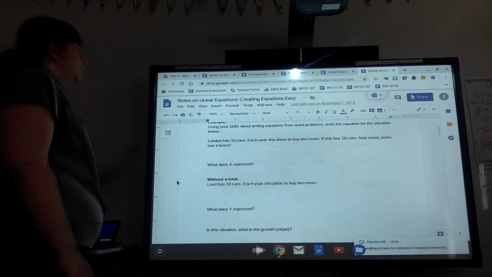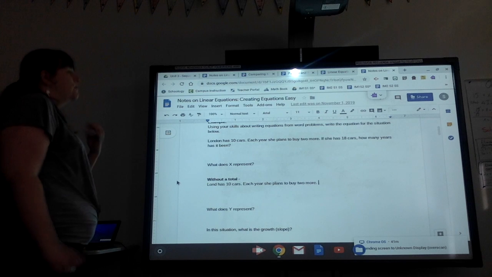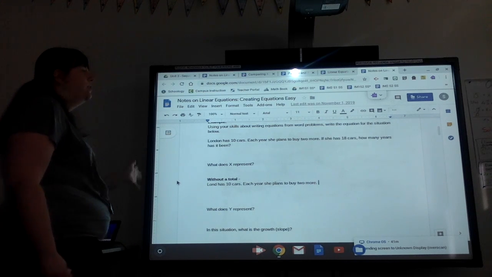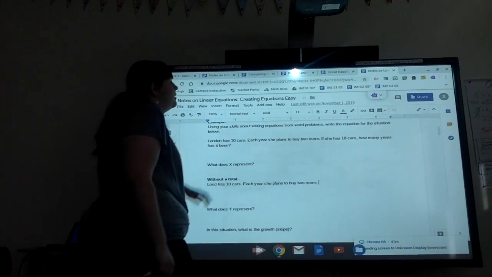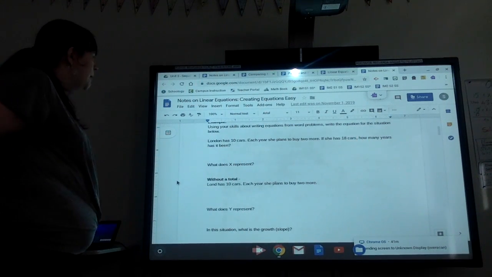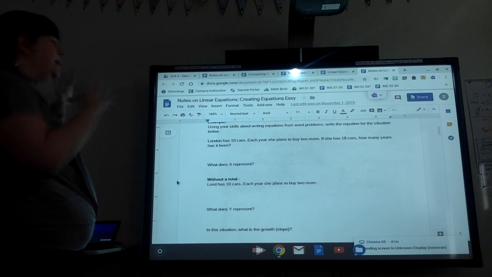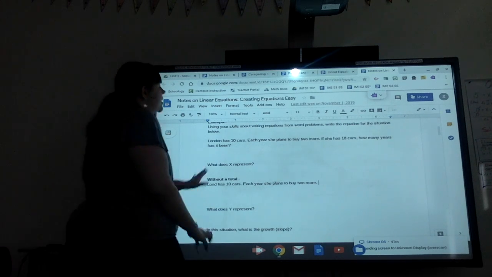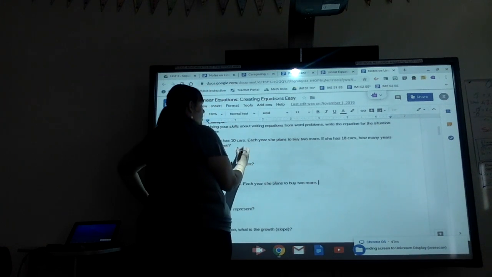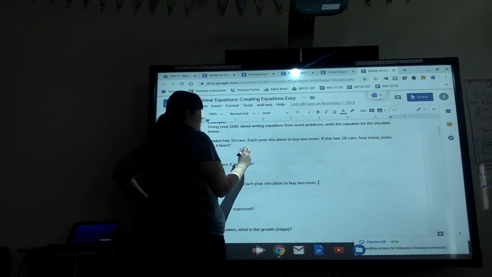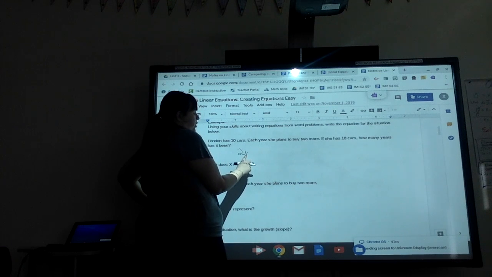So remember to solve something like this. We have to start with, what's my x? What don't I know? Well, the question is, how many years has it been? So years is my x. So I'm going to search, where do they talk about years anywhere else? Oh, it says each year she plans to buy 2 more. So if you remember, we put 2 then, and then x, because we don't know how many years. But each year she gets 2 more.